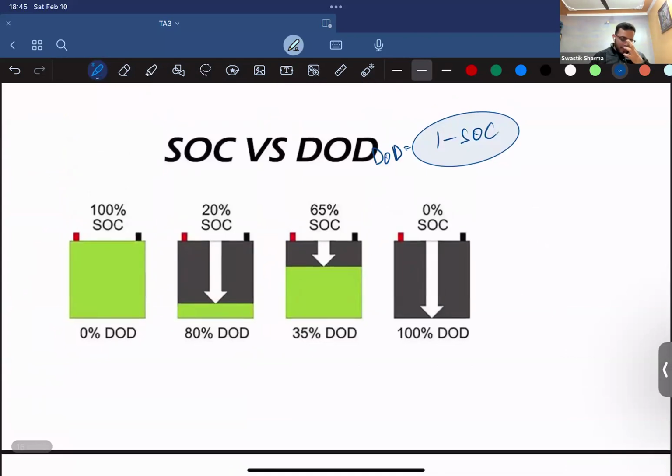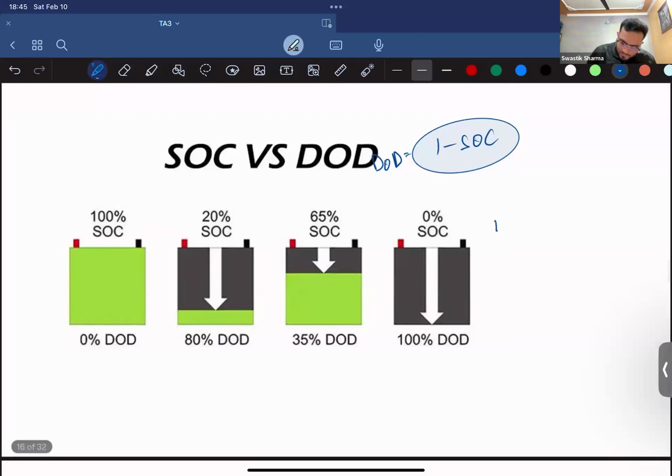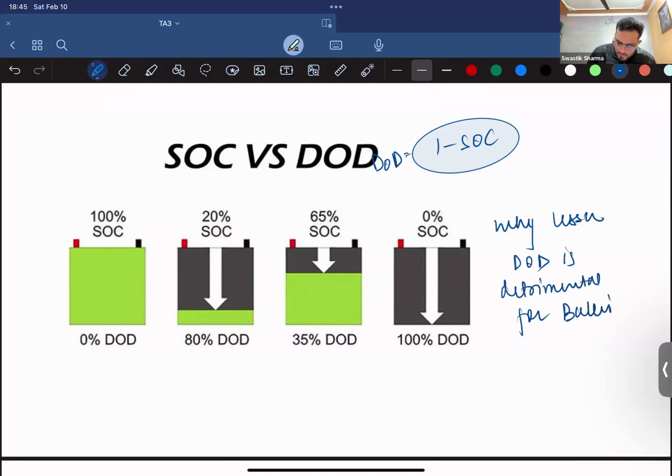So can anyone tell me, I will leave this statement with you, I want you to go through it: why lesser DOD is detrimental. Please remind me next week, we'll discuss it. But I want you to go through it. So I'll just leave this question right here.